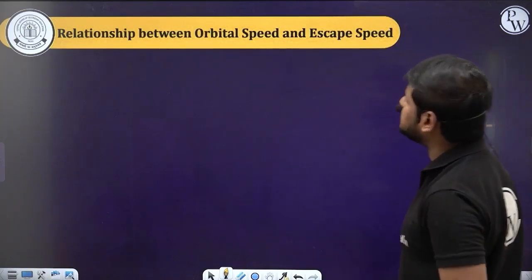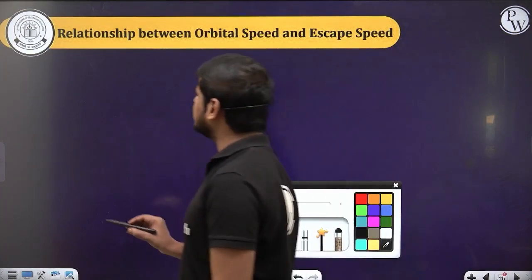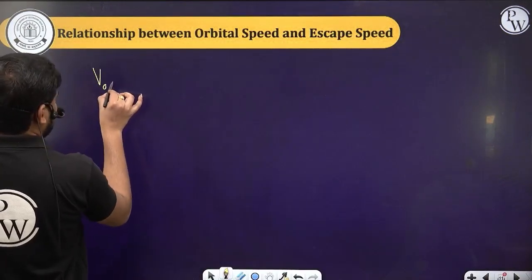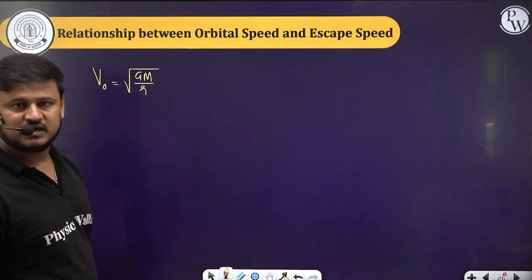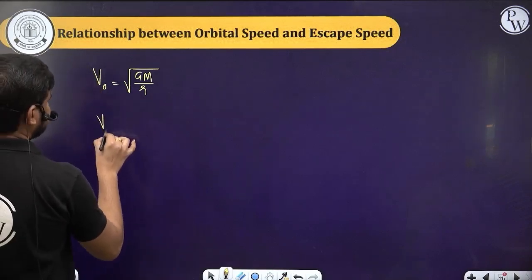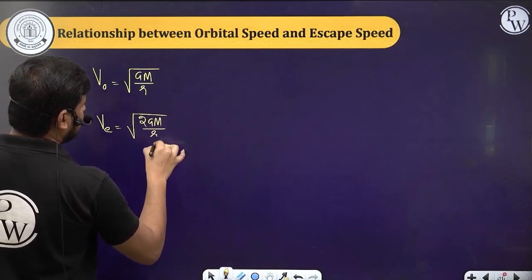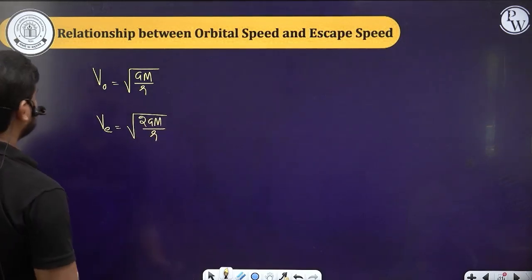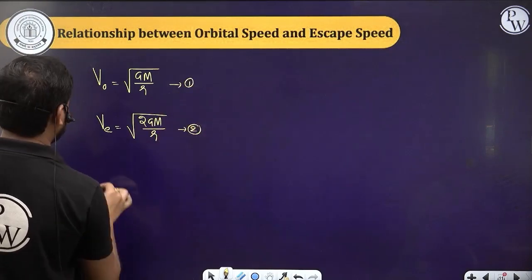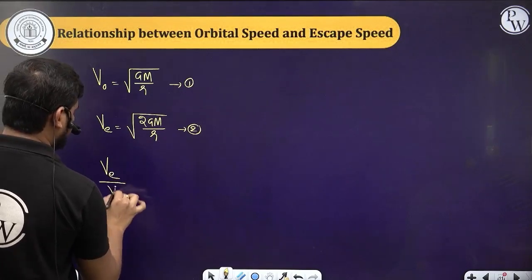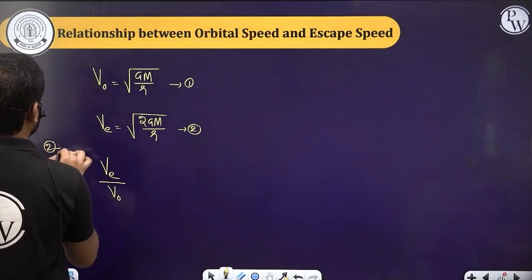What is the relation between the orbital speed and the escape speed? We have the orbital speed formula, root over GM by r. And the escape speed formula is root over 2GM by r. Let it be equation number 1 and equation number 2. Then VE by VO: let's divide those two equations, 2 by 1, to get the relation between the two.